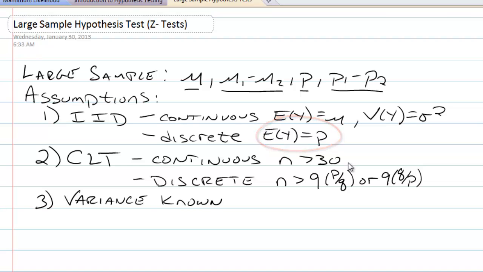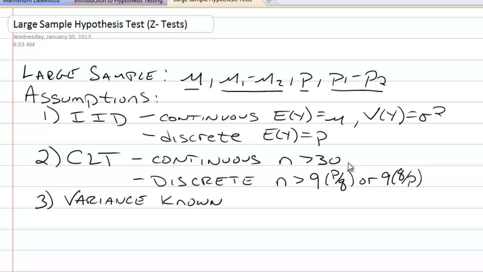Second assumption is that we have large data and that we can use the central limit theorem. In the continuous case, that means we must have more than 30 observations. That's fairly conservative. For most distributions, we can have less than that. But if it's greater than 30, even extreme distributions will look normal when we add up the random variables.